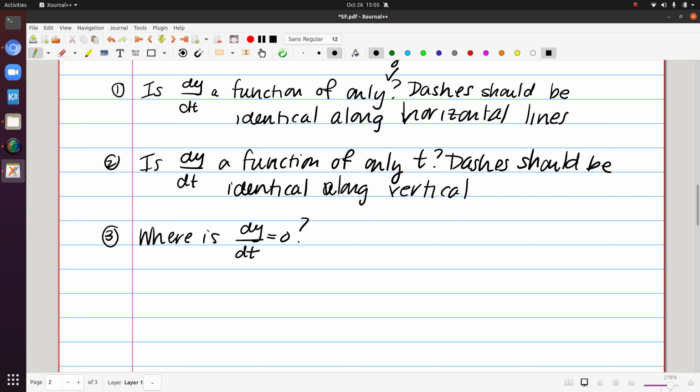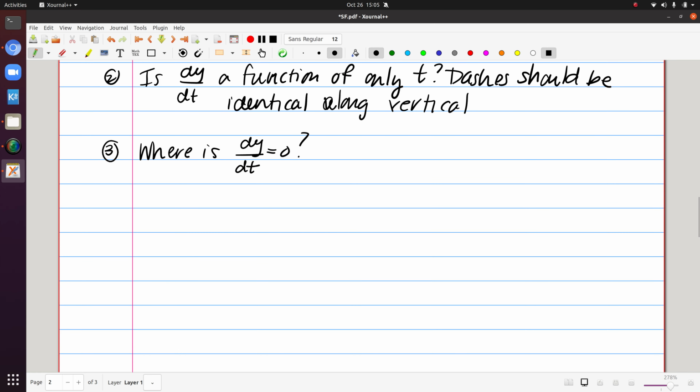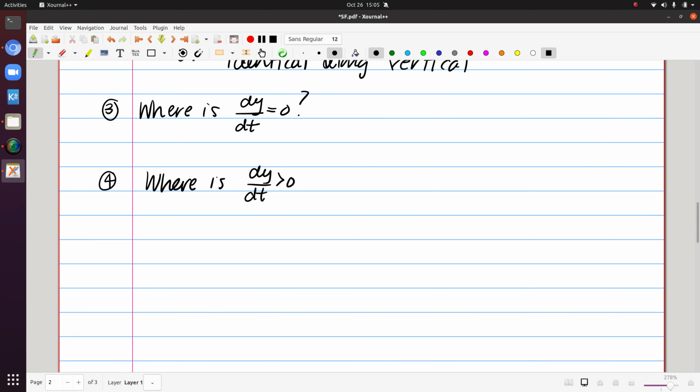So we can find that on the slope field, but we can also look at a differential equation and figure out values that cause that to be 0. So those are the main things I might look at first. Beyond that, and needing to further distinguish that, I might consider where is dy dt positive, because we know that we're looking for dashes that look like this.